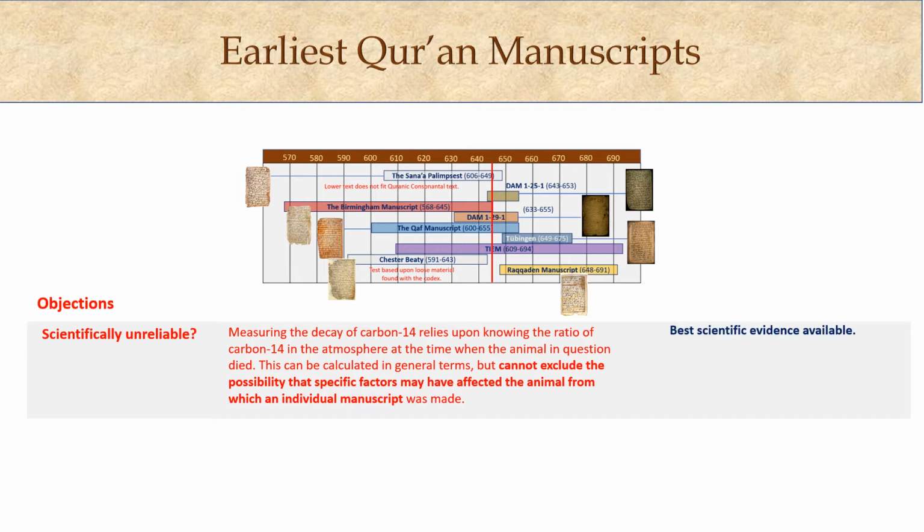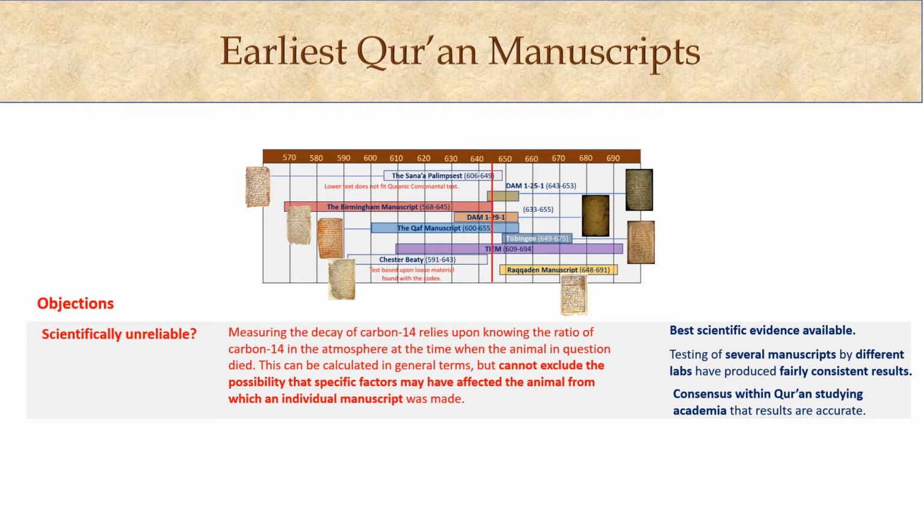Against this, I would say that I'm following the best scientific evidence that there is available. When new evidence comes to light, I'm of course happy to revisit my conclusions. Secondly, although one manuscript has to be the earliest, in fact what we have here are 7 manuscripts that all seem to have been created at around the same time, and these results come from independent laboratories working quite separately.